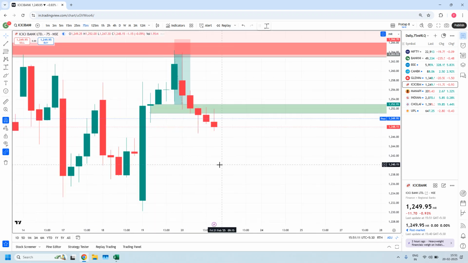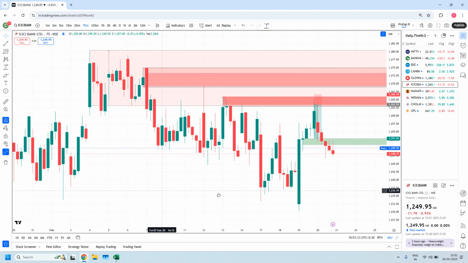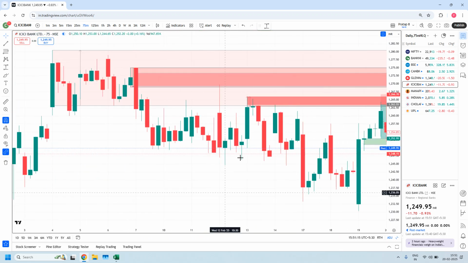First, 75 minutes. In 75 minutes, I have identified two order flows. This is the one: rally, base, drop. Rally, base, drop is a 75-minute zone. And another one is rally, base, drop. Okay, this is a medium size. You can also keep inside.